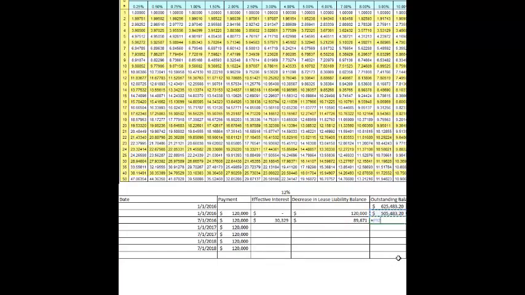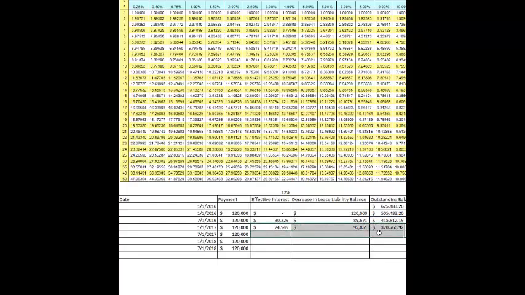So I take that $505,483 and I subtract the amount that I've just said I'm going to reduce that liability by. And now this becomes a very redundant process. The next period, part of this payment is going to be interest, so again, 6% of that beginning balance. And then the payment of 120,000, subtract out the interest, is how much my lease liability decreases. So that 415,812 gets reduced by that amount.